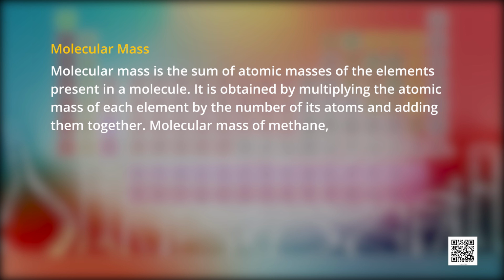Molecular mass of methane, CH4, is equal to 12.011 u, which is the atomic mass of carbon, plus 4 multiplied by 1.008 u, which is the atomic mass of hydrogen. It will come out to be 16.043 u. It is the molecular mass of methane. Friends, now try to find out what is the molecular mass of water.